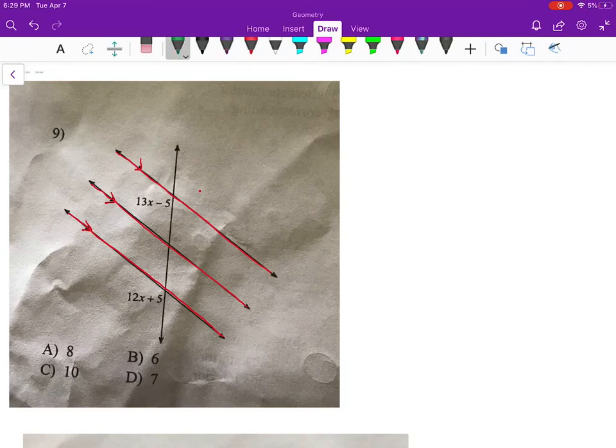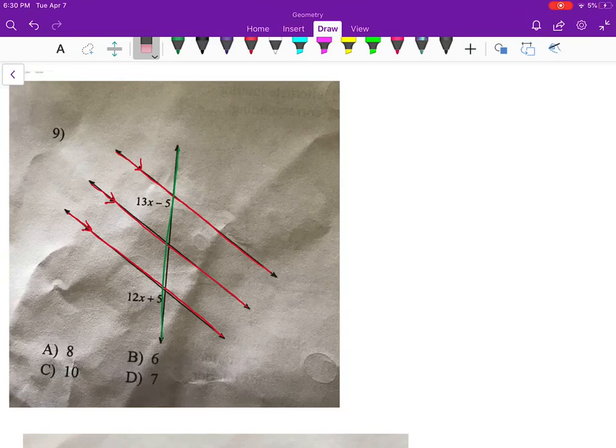And then you have a transversal, and all that means is a line that cuts through the parallel lines, right? And so there's the transversal. When you have parallel lines and a transversal, there are some rules that we know about the different angles that you see there, and we use those rules to set up an equation. Then we can solve for whatever the missing number, the variable, is using that equation.